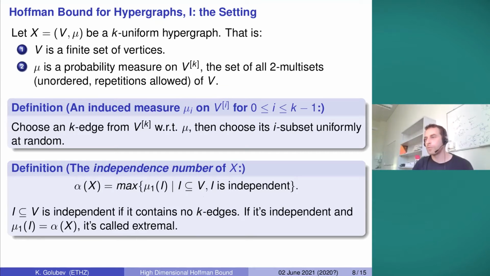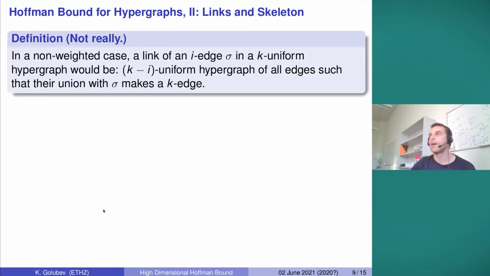So we'll be interested in bounding this independence number from above algebraically. So now the question is, what is algebraically? In order to define that, I need to define two things. One of them is a link and another one is a skeleton. So imagine we had no weights, then for an i-edge sigma in a k-uniform hypergraph, we could define its link as all k minus i edges such that their union with sigma makes a k-edge.